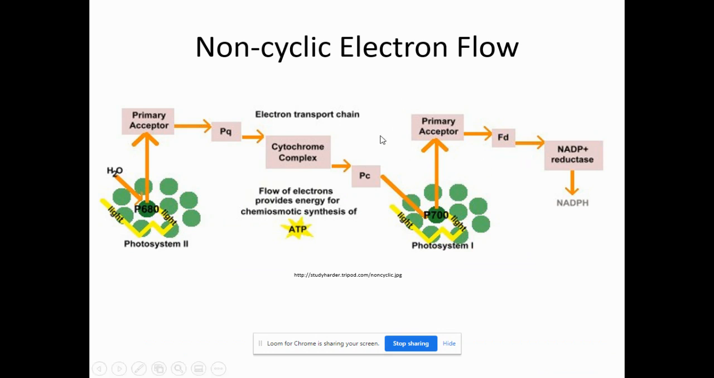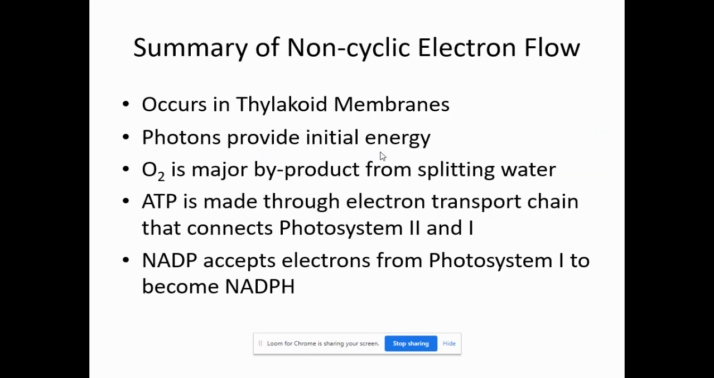Okay? All right, same sort of figure here, just looks a little different. So the summary of non-cyclic electron flow: it occurs in thylakoid membranes. Photons from the sun provide the initial energy. Oxygen is a major byproduct from the splitting of water, so that the electrons can be replenished within photosystem 2. ATP is made through the electron transport chain that connects photosystem 2 and 1, and then NADP accepts electrons from photosystem 1 to become NADPH.